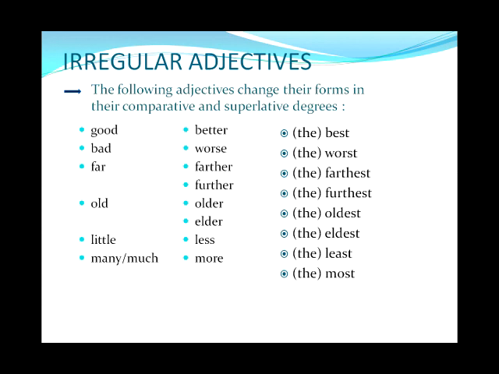There are few so-called irregular adjectives. They are called so because they completely change their forms in comparative and superlative degrees. Their comparative and superlative forms need to be learned by heart.